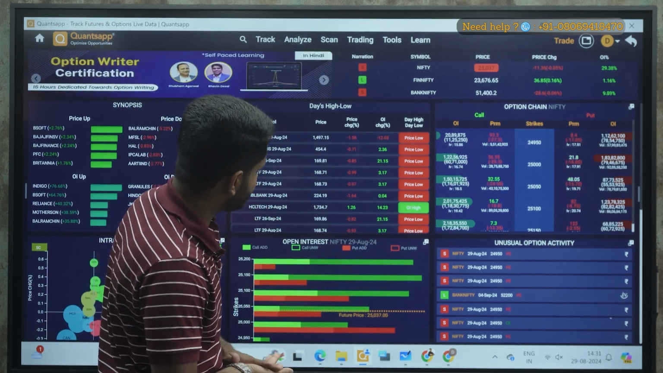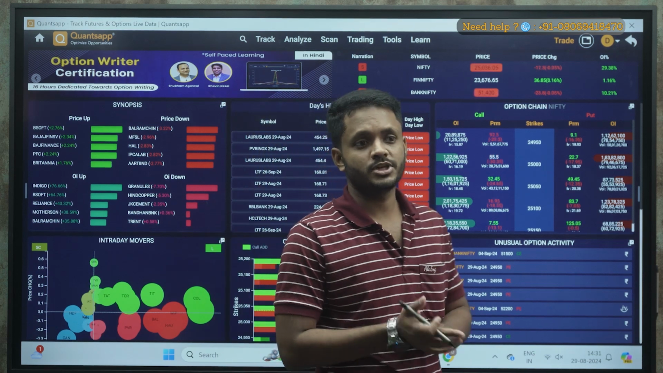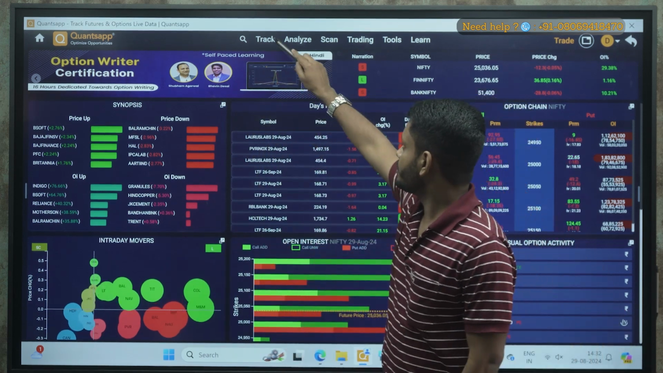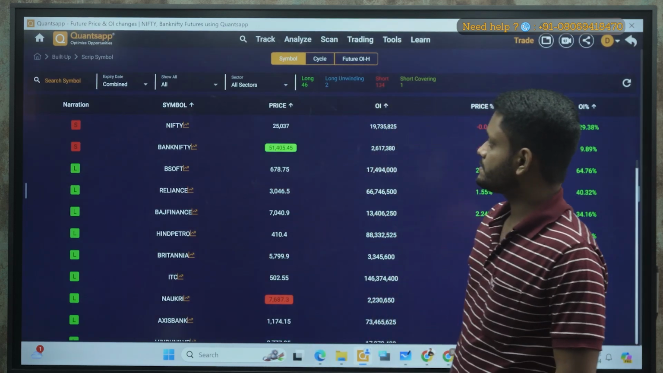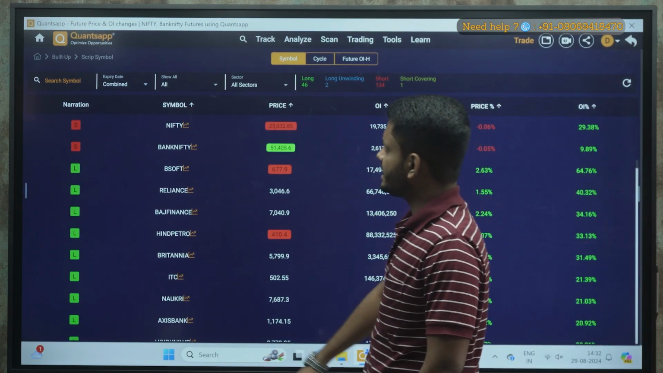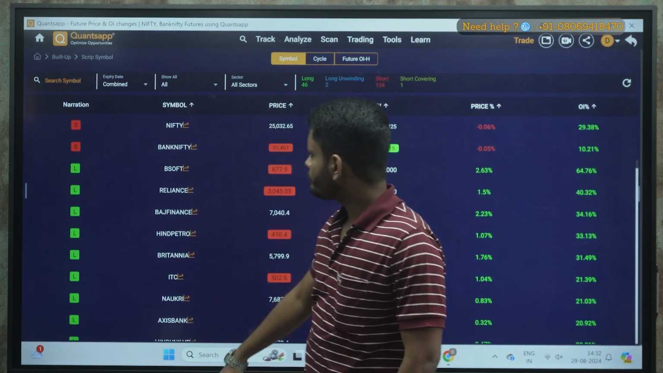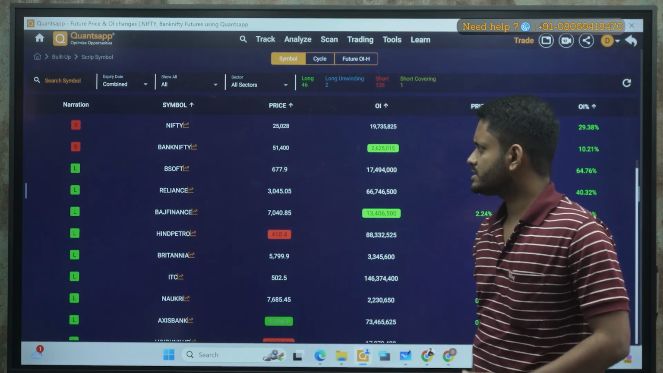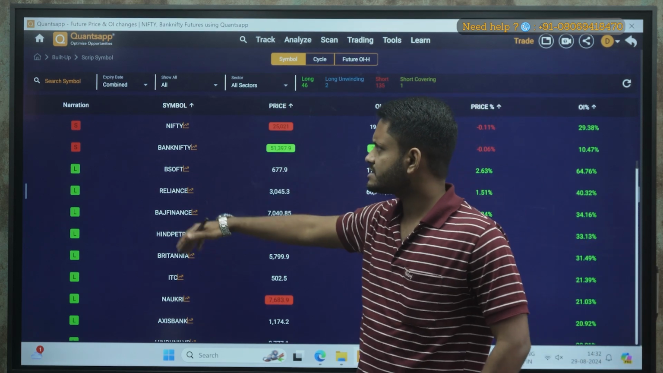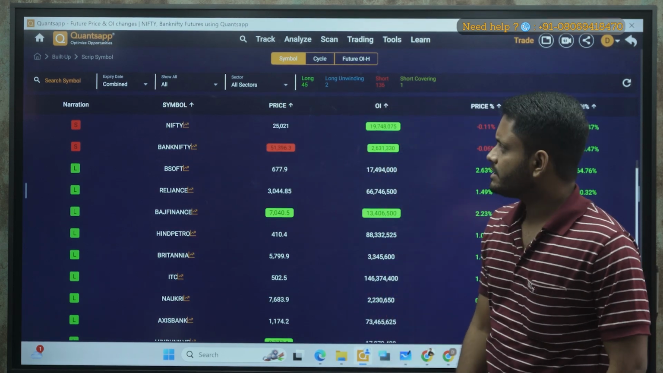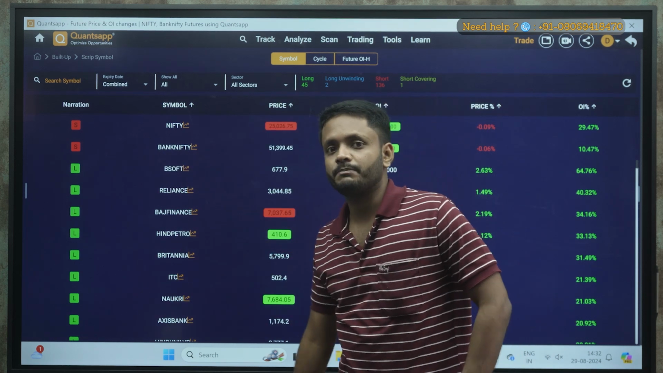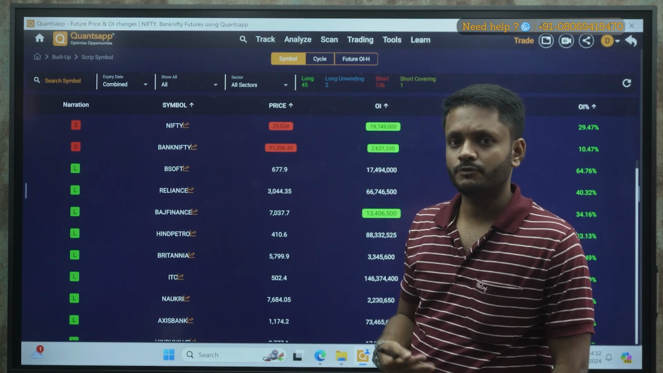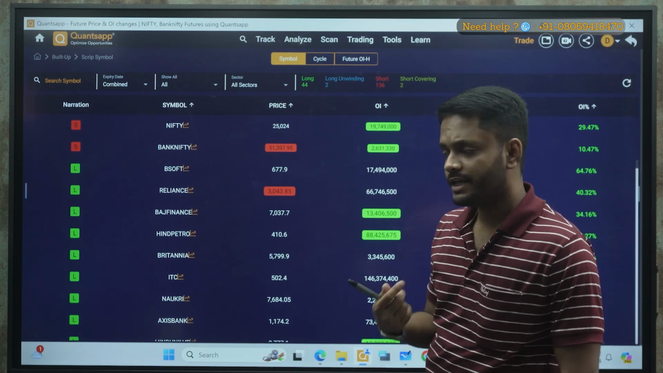First let us check out how to check the build up. Let me go to track and check out build up script symbol. Now what is build up script symbol? Whatever stock you want to check, say for example Birlasoft or Reliance, you can search for it in the search section. You can check the build up of that particular stock, whether it is short, long, long unwinding, or short covering.